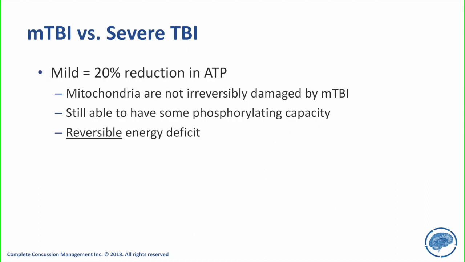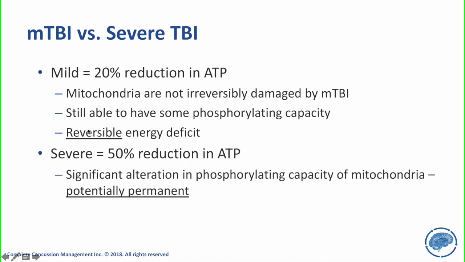So here's the difference between mild traumatic brain injury, which is what concussion is, versus a severe traumatic brain injury. In a mild traumatic brain injury, a concussion, you have a 20% reduction in your ATP levels. The mitochondria are damaged, but not irreversibly. They can come back online, and they still have some phosphorylating capacity. So they're not completely shut down, but they are reduced significantly. So this is a reversible energy deficit in concussion. In severe brain injury, we have a 50% reduction in ATP, which creates significant alteration in the ability of the mitochondria to phosphorylate and create oxygen, and these damages are potentially permanent.